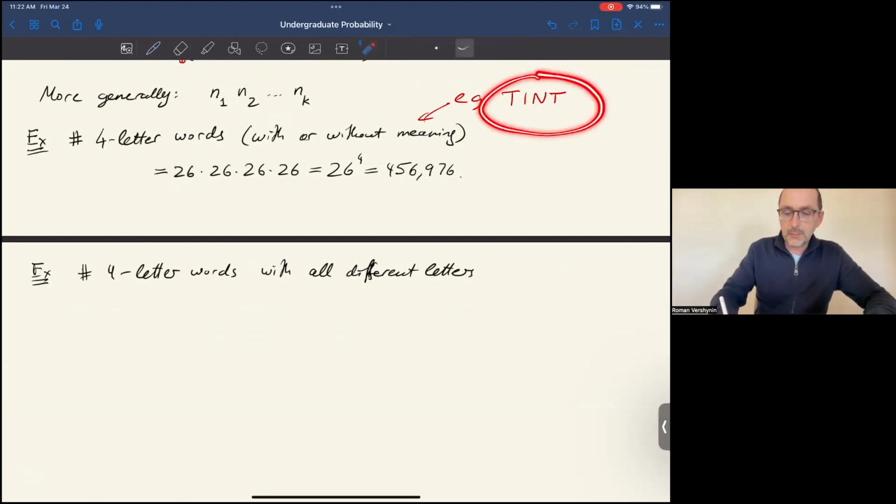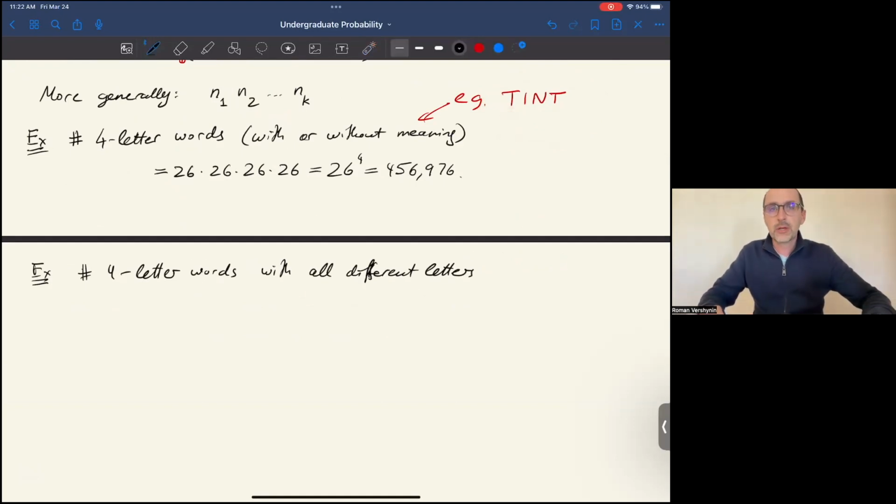In the previous example, for instance, the letter T was repeated, and let's not allow it now. We require that all 4 letters be different. So tint will not work. But for example, mint would work.